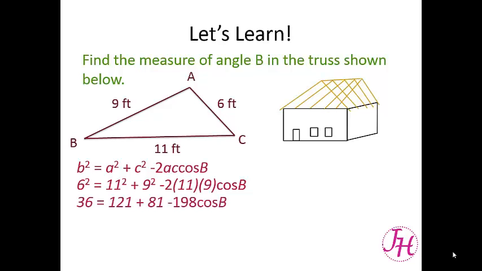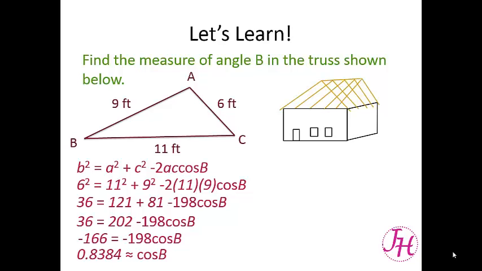Simplify each of your squares and your multiplication. Combine your 121 and your 81. Subtract 202 from both sides, and then divide by negative 198. Finally, in order to find angle B, we need to take the inverse cosine of our ratio. When we plug that into the calculator, we get approximately 33 degrees.